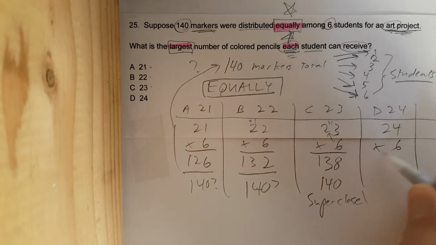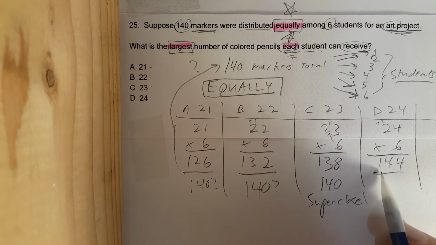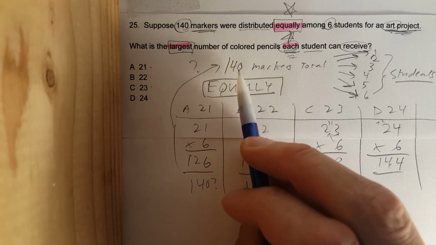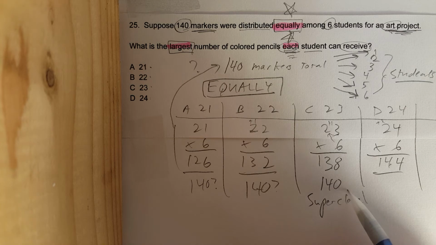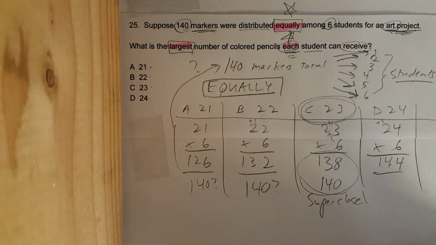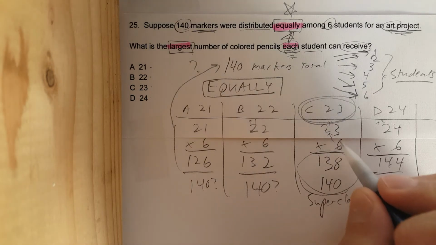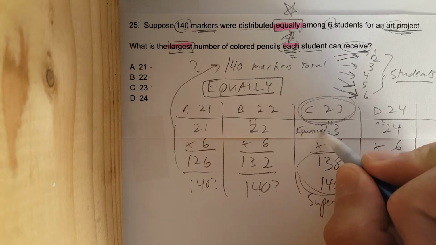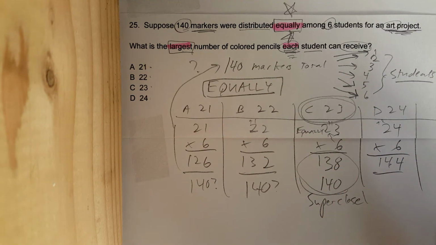Next one. 24 times 6. 4 times 6 is 24. Carry the 2. 6 times 2 is 12 plus the 2. Whoa. We do not have 144 markers. 140 total. So you cannot go over. So check this out. Right away, you know the answer is C. 6 students will all equally get 23 markers.